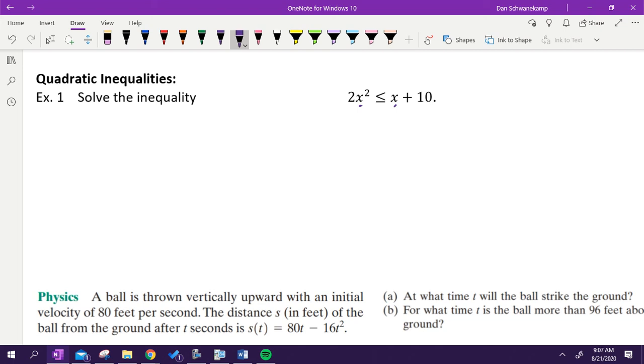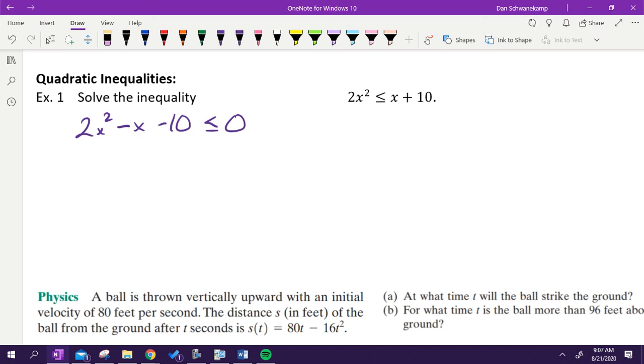All right, so the first thing I'm going to do is move the x over and move the 10 over. So I get 2x squared minus x minus 10 is less than or equal to 0. So I moved everything over because anytime I solve an inequality or a quadratic, something with an x squared and an x, I need it to be equal to 0. Now we're going to solve.